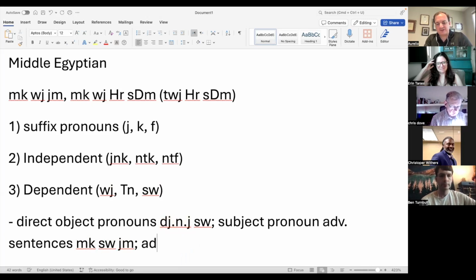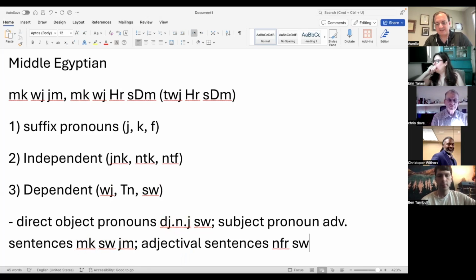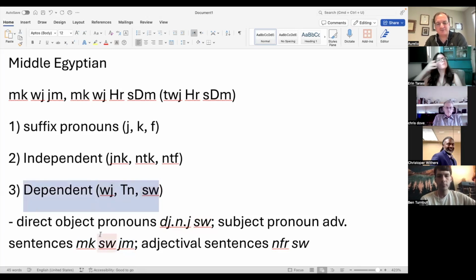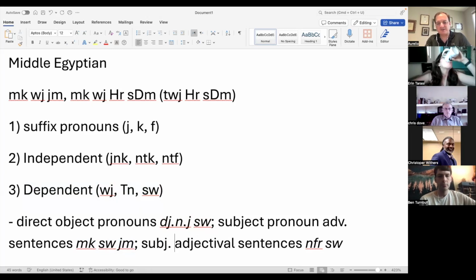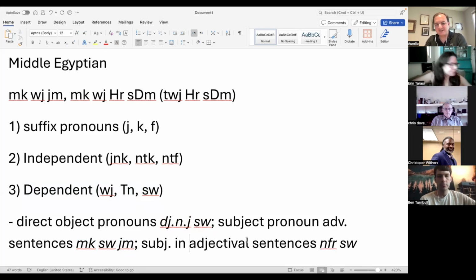Okay, and then you also have adjectival sentences, like nefer su is the type. Nefer, good: he is good, or it is good. So the dependent pronouns have three major use cases. There's a fourth one around possession, which I'm going to skip now. But basically, this is the pronoun called the dependent pronoun. It has different functions: direct object pronoun, subject pronoun in adverbial sentences, and subject pronoun in adjectival sentences. So far with me?